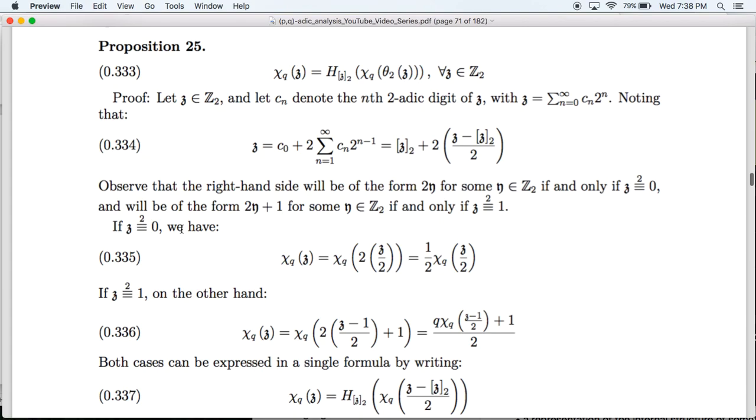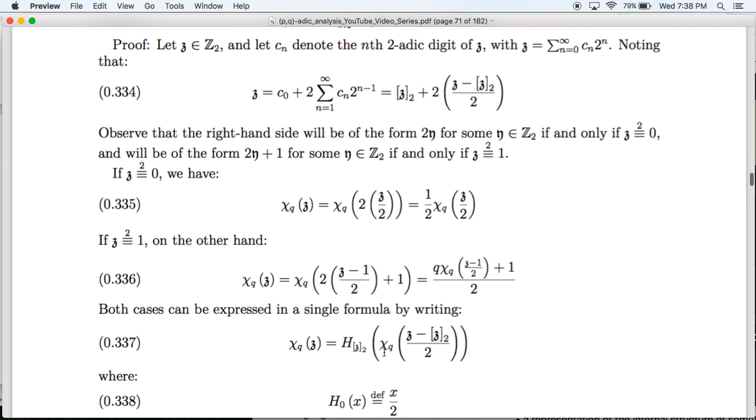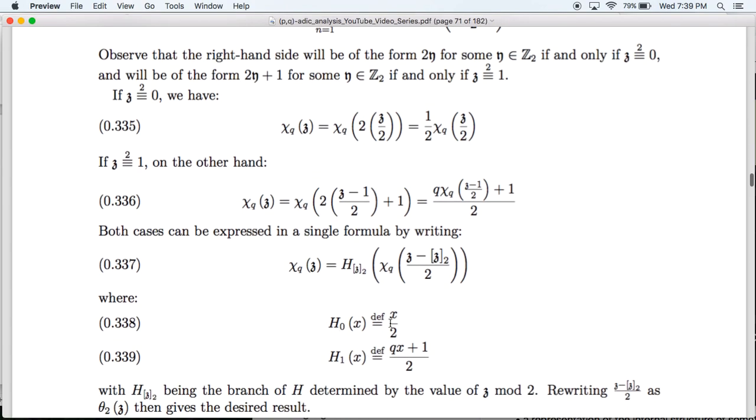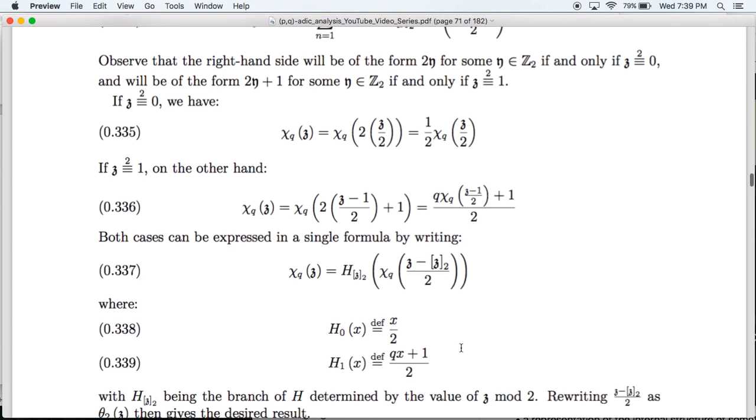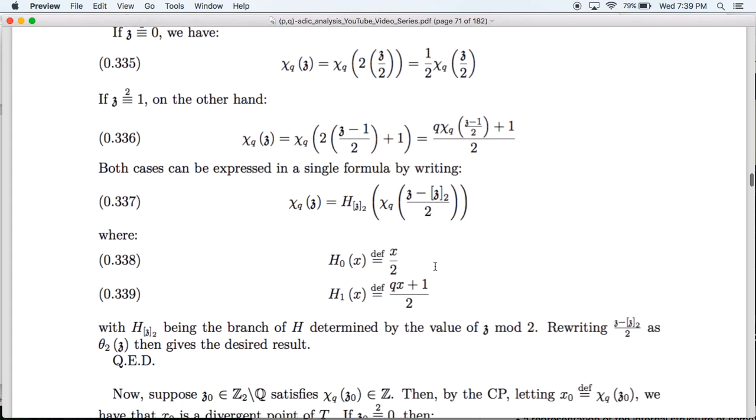If z is even, we can then write chi of z, we can multiply and divide by 2, and this is 1/2 chi q of z over 2. If z is odd, on the other hand, we can do this because we know that this is going to be an integer, and then we get the following. We can combine these two formulas into a single one by writing this, where recall H0 is x over 2, and H1 is qx plus 1 over 2, and this is the theta 2, and we're done.